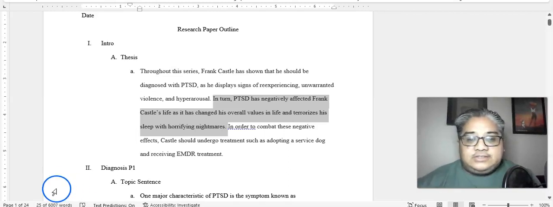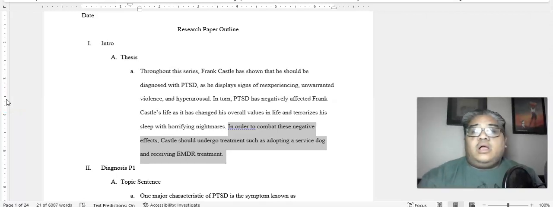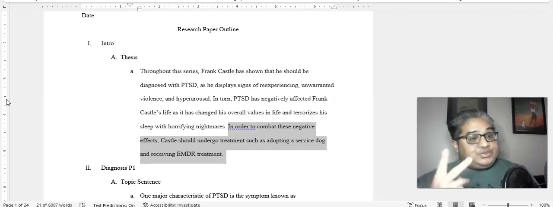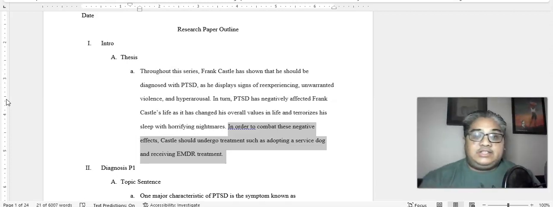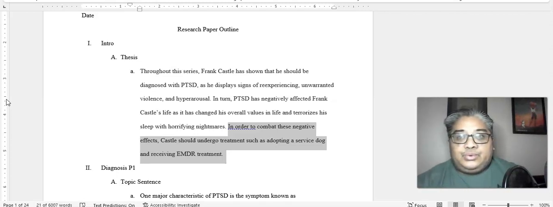And then the third sentence, in order to combat these negative effects, Castle should undergo treatment such as adopting a service dog and receiving EMDR treatment. So that tells me 2 treatments are being recommended. So probably 2 body paragraphs. That brings us to a total of 7 body paragraphs is what it looks like this writer is planning to write for their research paper.